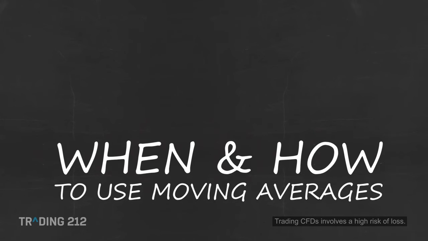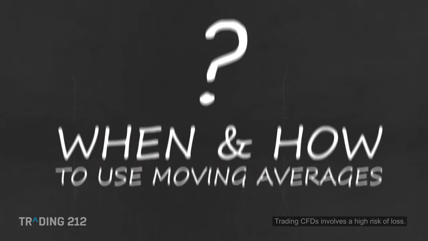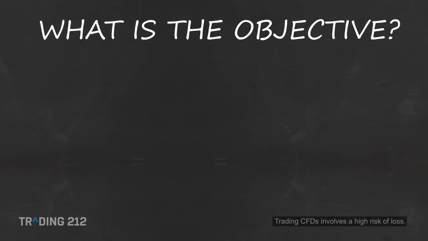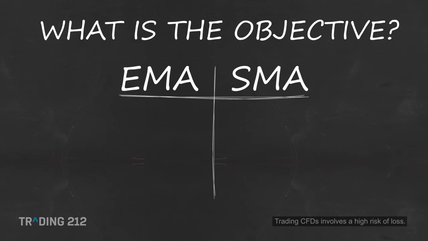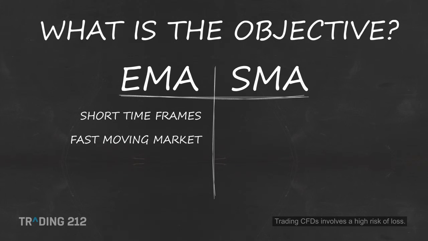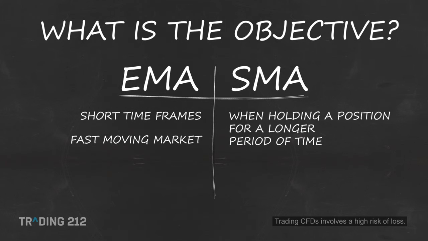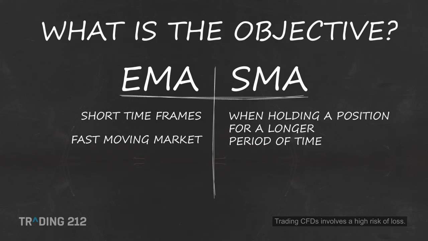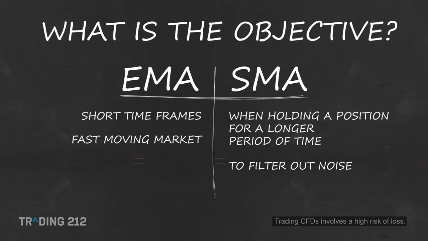When and how should you use moving averages? Deciding which moving average to use and the time period will depend largely on your objective. Use exponential moving averages for shorter time frames, or if you're analyzing a fast-moving market, as you'd have more emphasis on the latest prices. Use simple moving averages if you are planning on holding a position for a longer period of time, as the exponential moving average might be too sensitive and give false signals. You should also use simple moving averages if you'd just like to filter out the noise from random price fluctuations to determine the overall market direction.